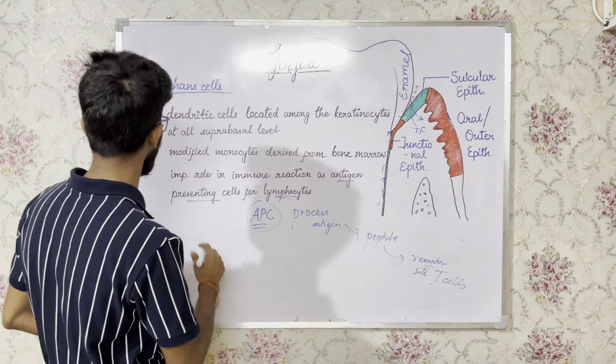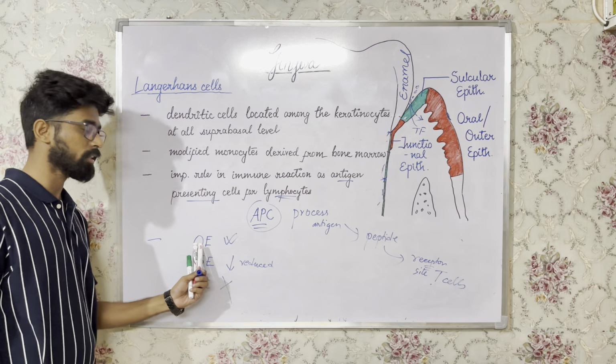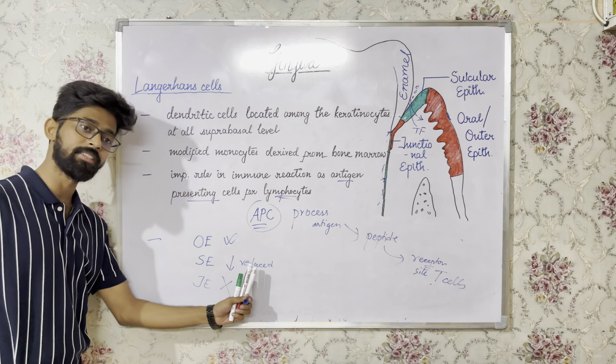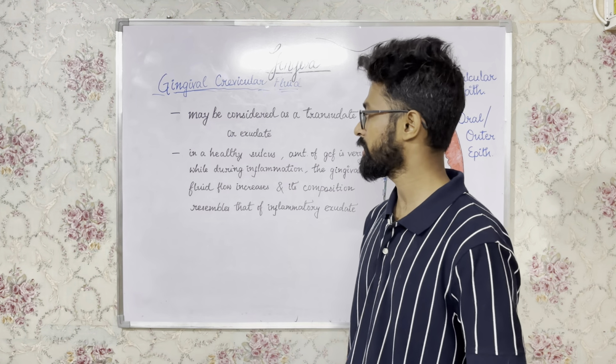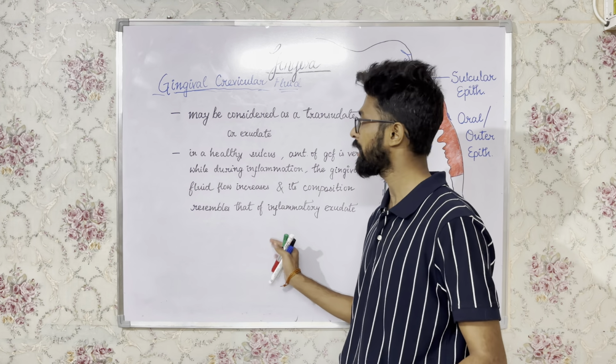So next point is that they are present in normal amount in the oral or outer epithelium, they are present in reduced amount in the sulcular epithelium and probably absent in the junctional epithelium. This finishes all the cells of the gingival epithelium. GCF we will not describe in detail over here. We'll just mention 2 points in this long essay, that will be enough.